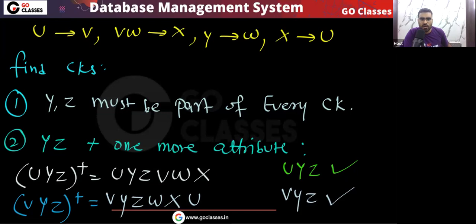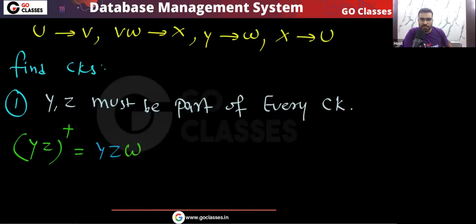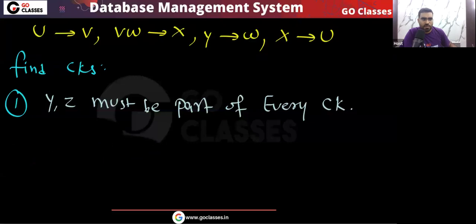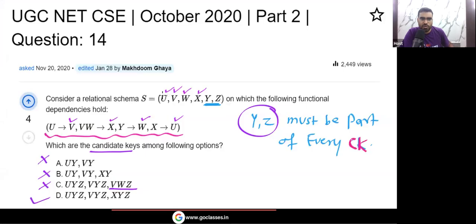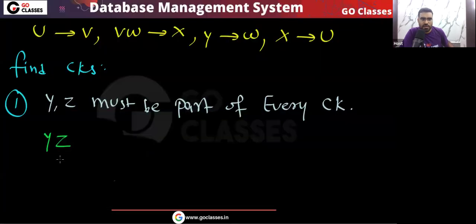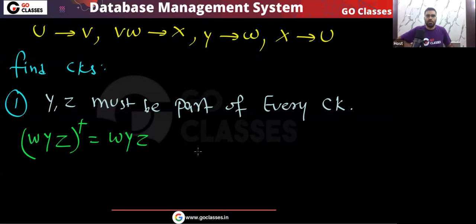What else will we check? Remember, YZ plus one more attribute. Let me check the next attribute, W. What is the closure of YZW? This will be YZW only. Yes or no? So YZW is not a candidate key.